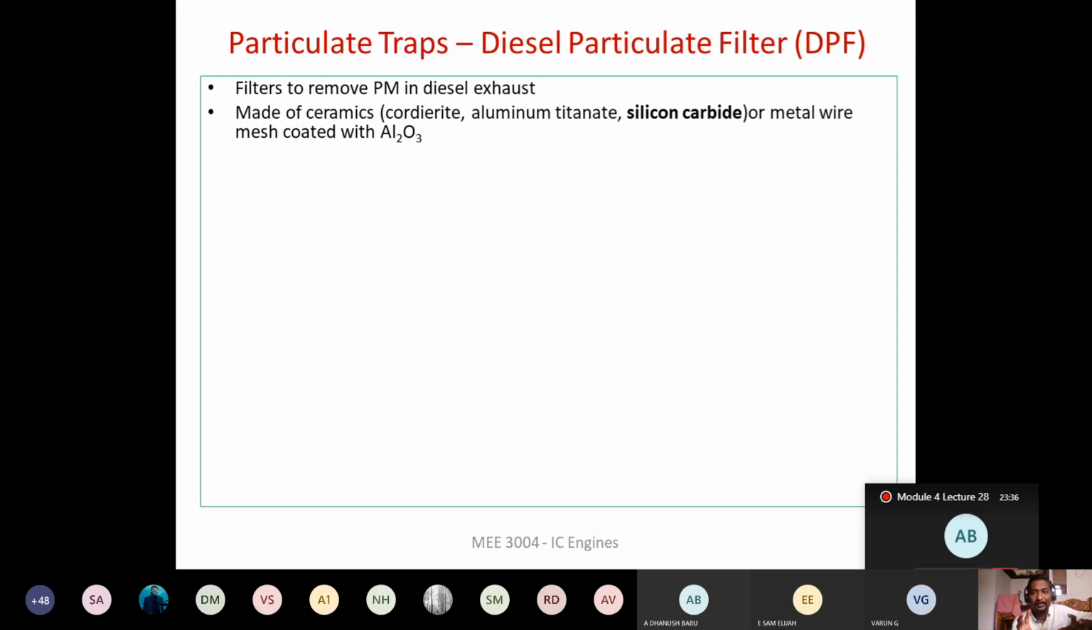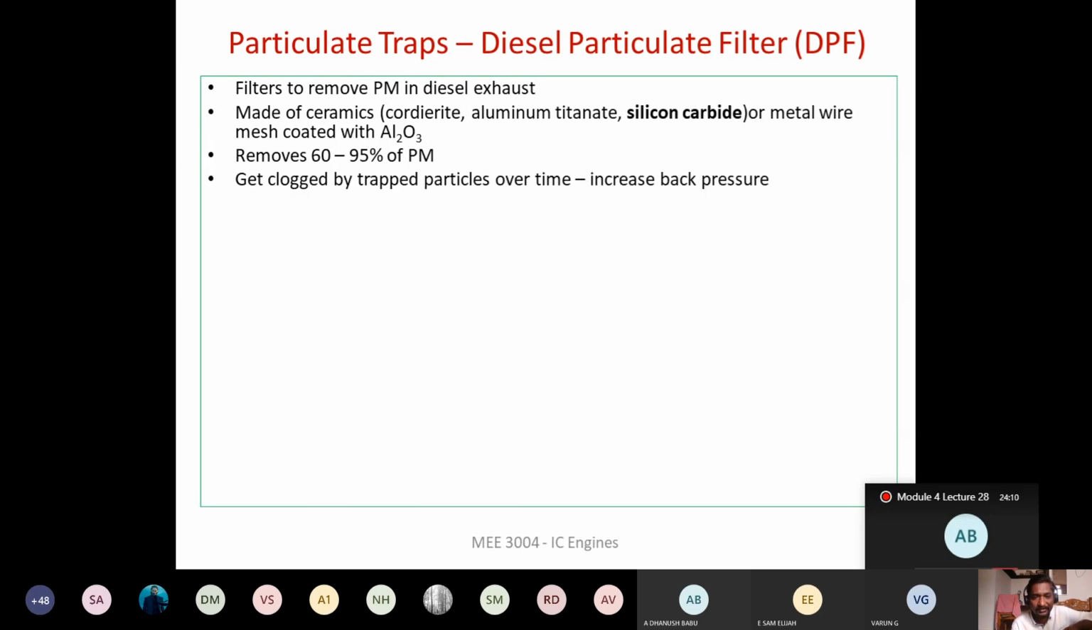And this diesel particulate filter is made of a ceramic material. Mostly you will find silicon carbide, right? Or you can go for a metal wire also, right? Like a mesh. It will be like a mesh, and that mesh will be coated with Al2O3. So when the particulate matter passes through this metal mesh or through the ceramic mesh, it is going to get absorbed. Okay, so this diesel particulate filter removes almost 60 to 95% of the particulate matter, right?